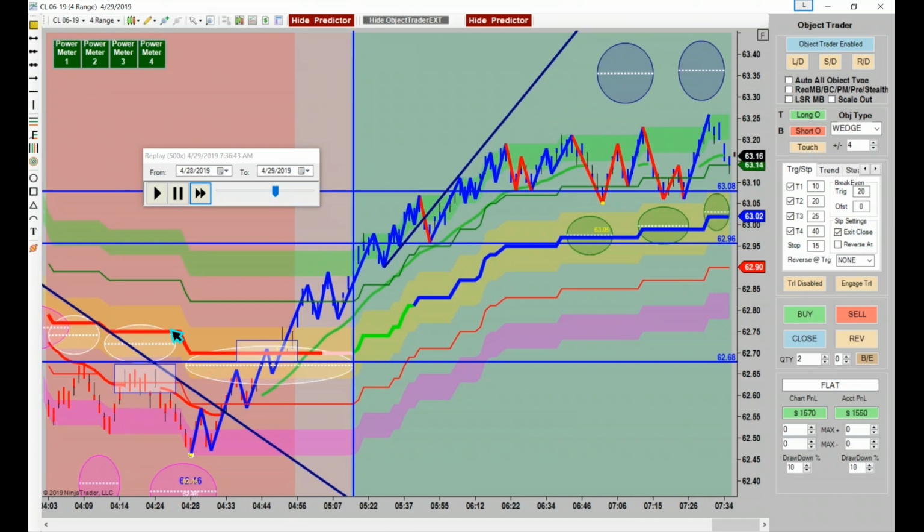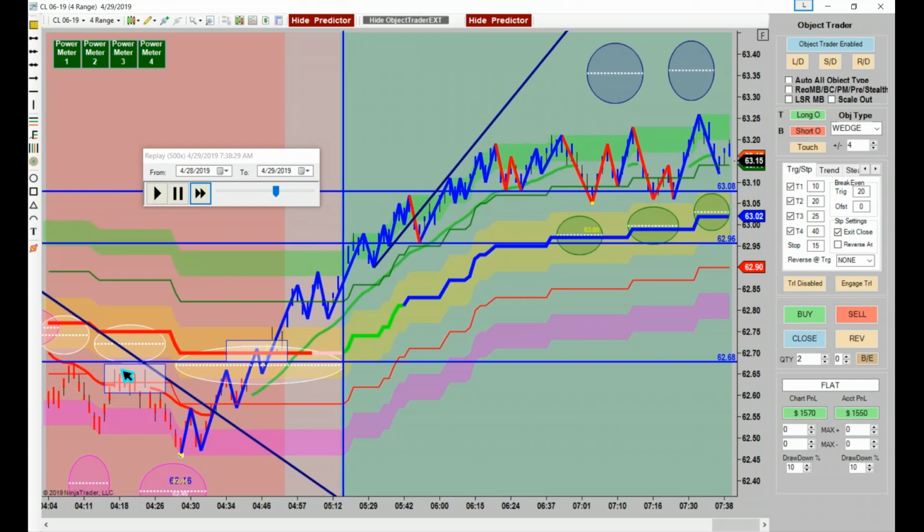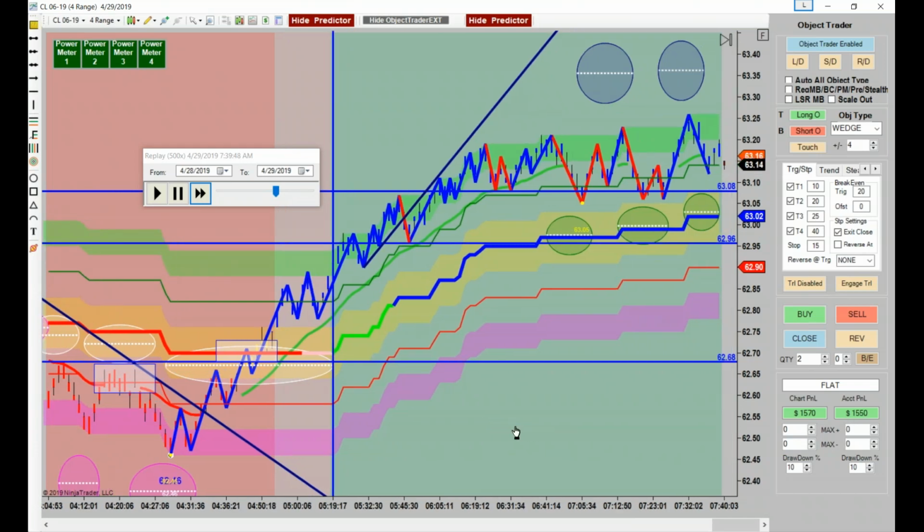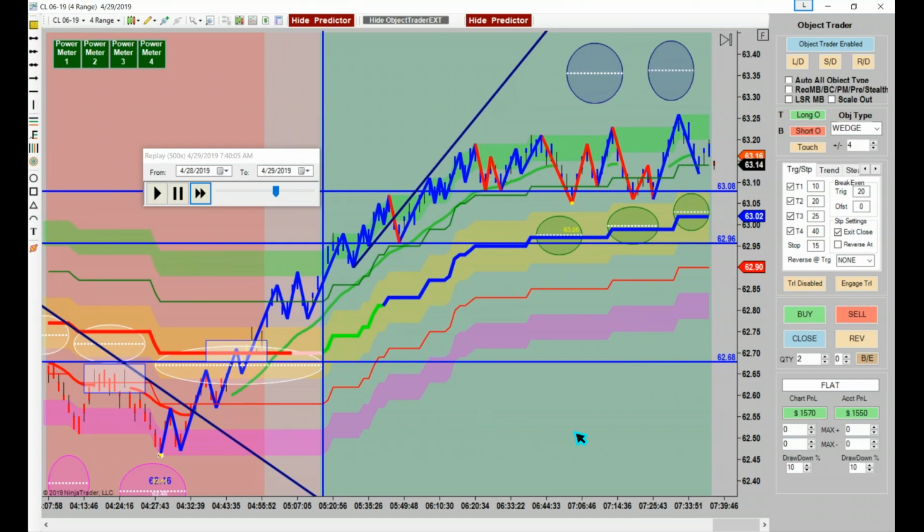Okay. But to me, until it took out this swing right here, it wasn't really heading up, because I see a high, a low, a lower high, and a lower low. So pretty much it has to take out that 68, to me. But on a trend line trade, it was a heck of a trade.